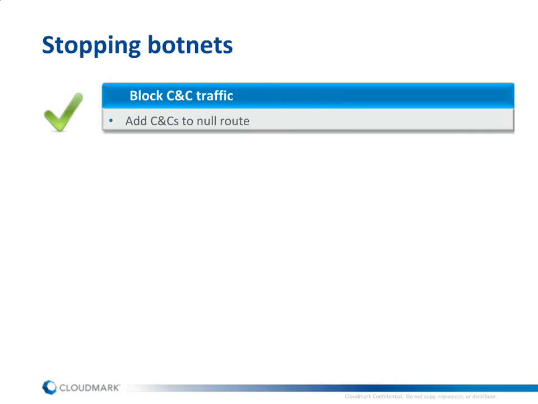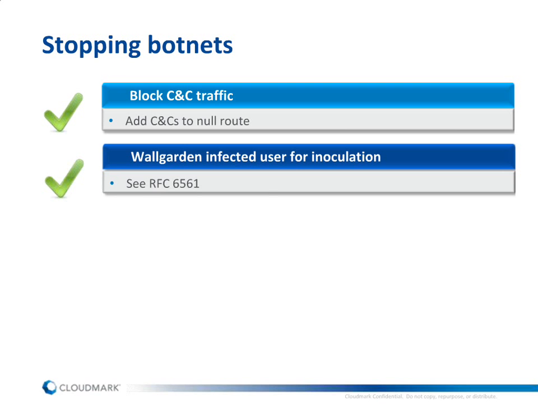Stopping botnets can be a complex and time-consuming task, but there are methods. Blocking botnets' command and control IPs is a low-impact solution. Putting the infected subscriber into a walled garden for them to disinfect their machine is the most dramatic measure. There are many considerations to take into account when attempting this, so I recommend reading RFC 6561, Recommendations for Remediating Bots in ISP Networks, to clear up understanding of what these challenges are.